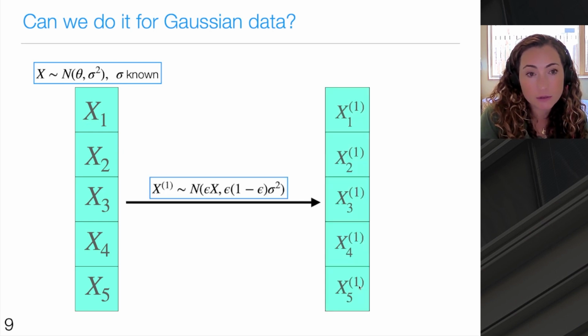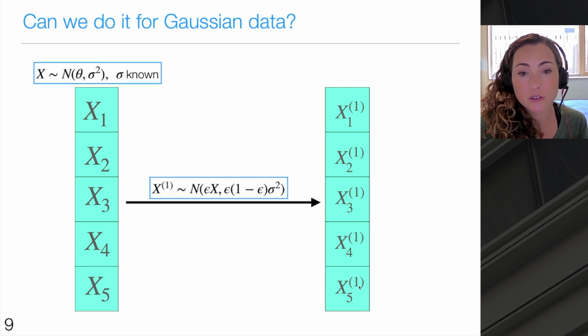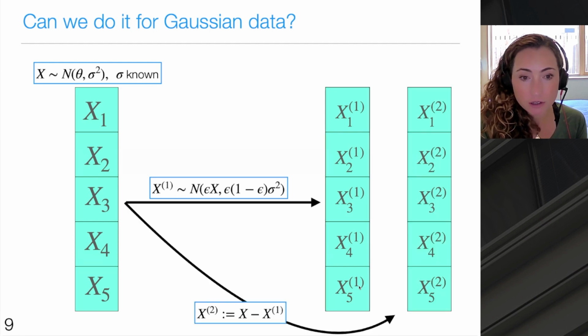Okay. So what I'm going to do is I'm going to take x1 to be normally distributed with mean epsilon x and variance that's a function of sigma squared. Once again, epsilon is just a number that I get to choose between 0 and 1. We can just take epsilon to be 1/2. And I'm going to take x2 to be x minus x1.